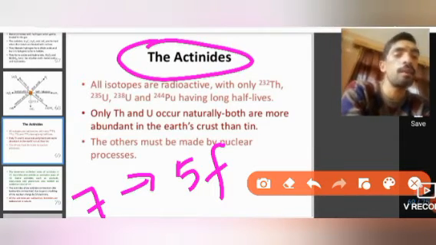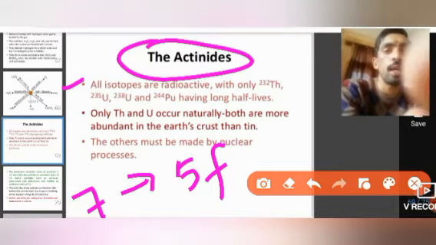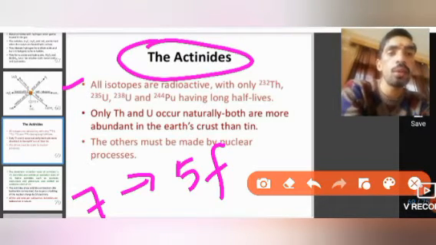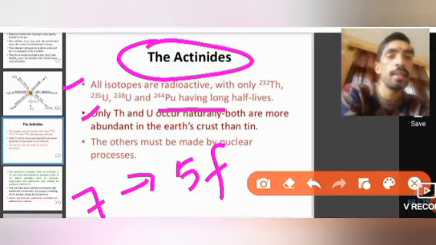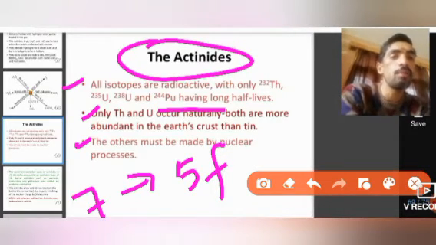Now actinide, the general configuration starts from 5f, in front of 7, total 14, but all elements are mostly radioactive in nature. Basically all isotopes are radioactive, with only thorium and uranium having long half-lives. Only thorium and uranium occur naturally. Both are more abundant in Earth's crust than tin. So the others must be made by nuclear processes.